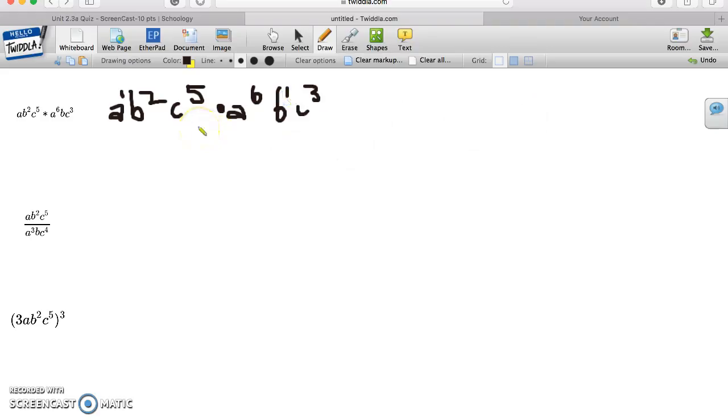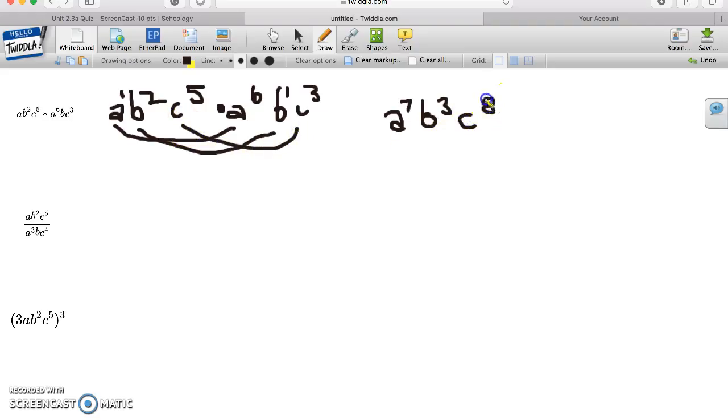And then all you do to simplify this is really just combine like terms. So right here we have A to the 7th power, because 1 plus 6 is 7. And then with our B factors, 1 plus 2 would equal B to the 3rd power. And then lastly, when we combine our last terms, C, we get C to the 8th power. And that is our final answer.